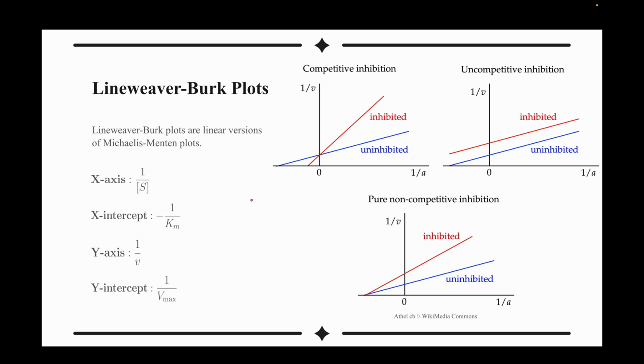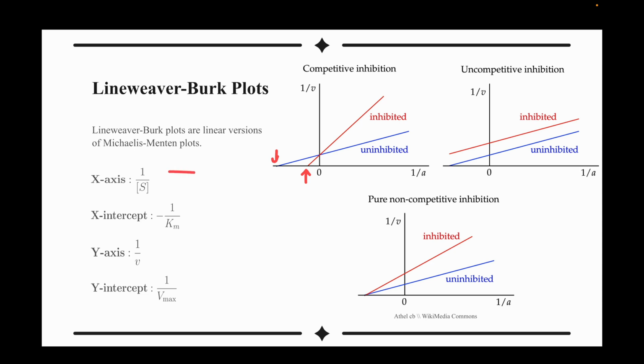The x-axis is comprised of 1 over the substrate, and the x-intercept, which we can see here intercepting the x-axis, is negative 1 over Km. So we can see that here or here. One thing that may be difficult to understand intuitively is which way these lines go when you have a bigger number. Whenever you struggle, I recommend plugging in extreme numbers and seeing which way those will go.